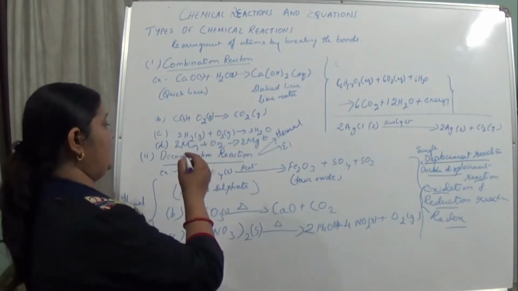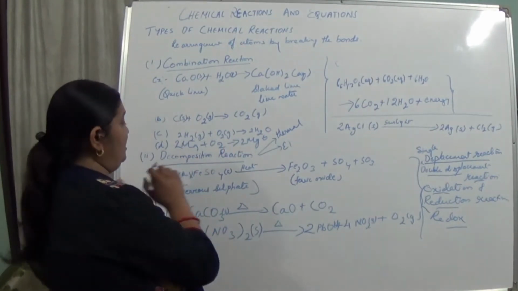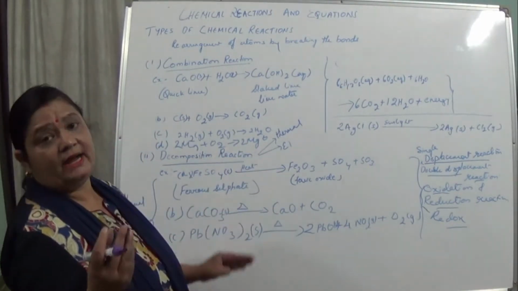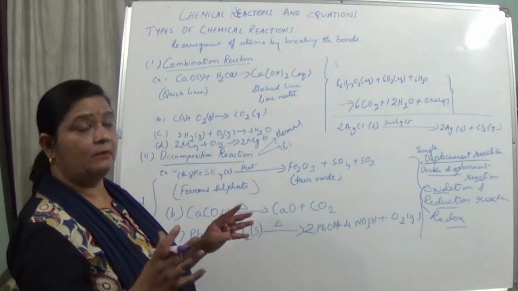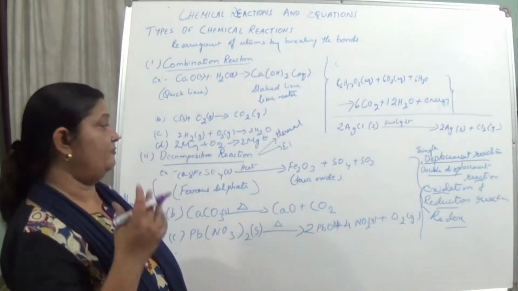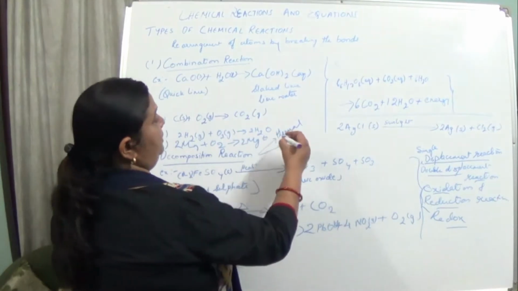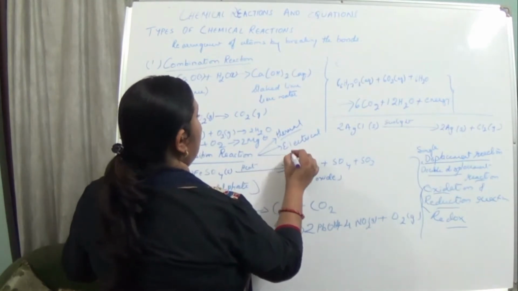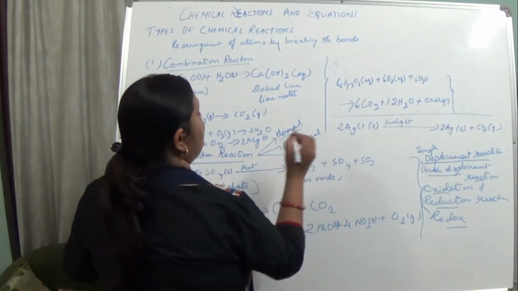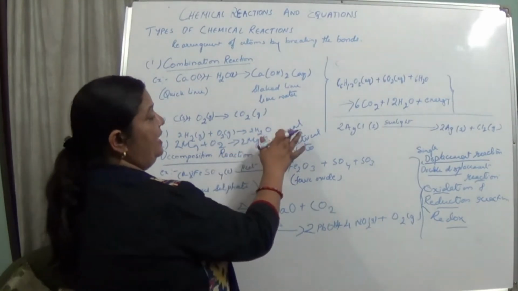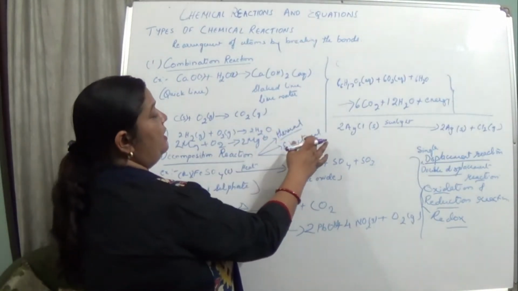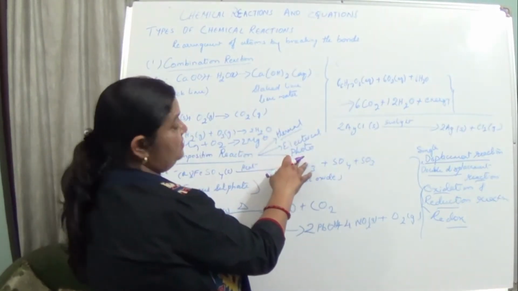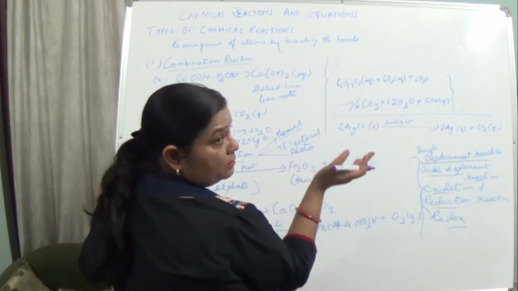But what happens in case of decomposition reaction? The second type we are studying is decomposition reaction. Decomposition means a big molecule on the reactant side is being broken up into simpler forms. It can be done by thermal, electrical or photo means. As the name suggests, thermal means by providing heat the bigger molecule can be broken. Electrical means by providing electricity it can be broken. Photo means in the presence of light a bigger molecule can be broken into smaller ones.